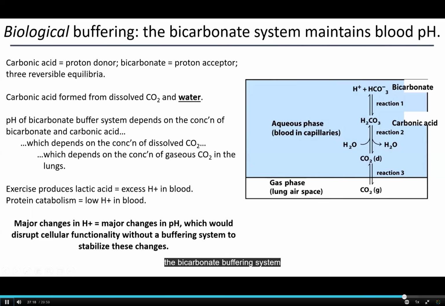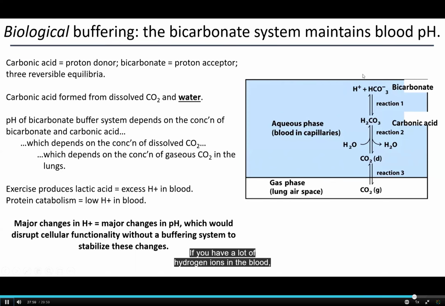Okay, so the pH of the bicarbonate buffering system depends on the concentration of these two molecules, which sort of oscillate back and forth depending on the needs of the body. That oscillation depends on the concentration of dissolved carbon dioxide, which depends on the concentration of gas in the lung. And so if this increases, if you have a lot of carbon dioxide gas in the lungs, then that's going to mean you're going to have more carbon dioxide dissolved in the blood. When that combines with water, you'll have more carbonic acid dissolved in the blood. And then that pushes the equation towards bicarbonate and dissociation of that ion.